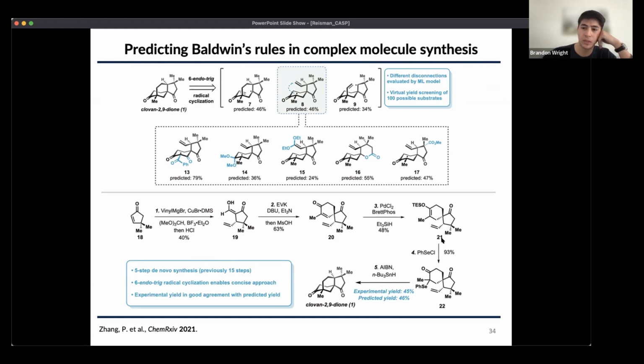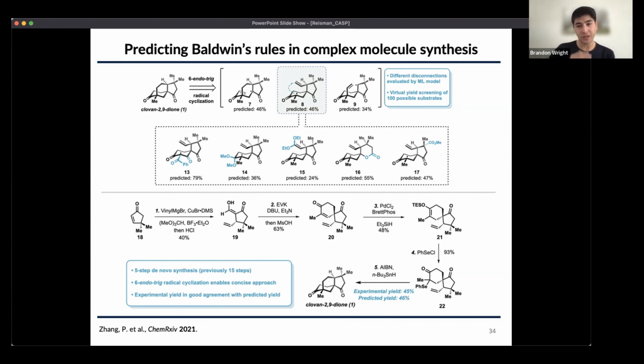gives this 21. This is then treated with phenylselenoyl chloride to give this alpha-selenyl cyclohexanone 22, which is set up really nicely for these reductive radical initiation conditions, where the radical is then generated at this position and then reacts with this olefin. And really nicely, I think they found that the experimental yield of this transformation for the 6-endo-trig cyclization, which was desired in this case, was really closely matched to what the predicted yield would be.